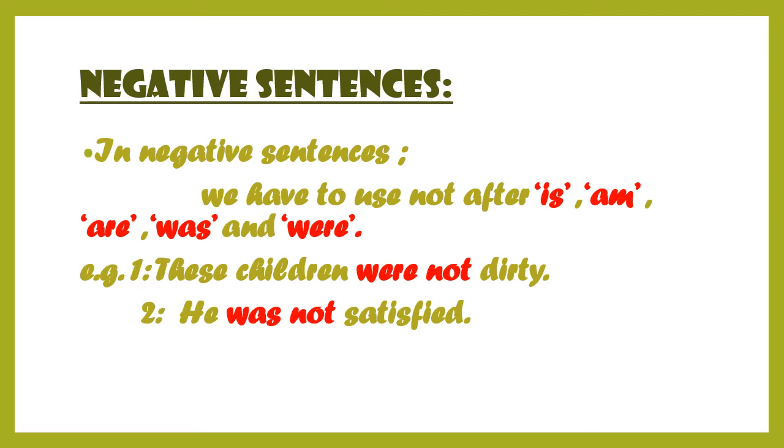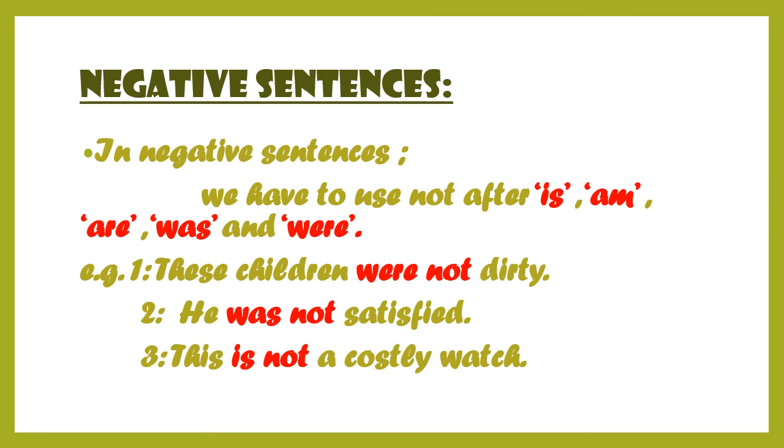He was not satisfied. Was here is a helping verb, so we shall write was not. Then, this is not a costly watch. Is is a helping verb, so we have to use not after the helping verb.